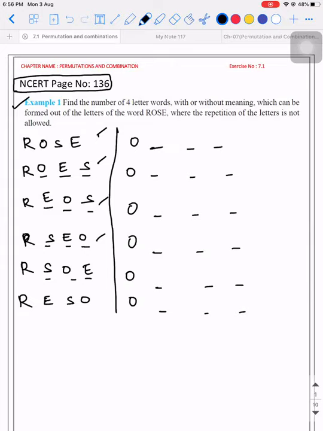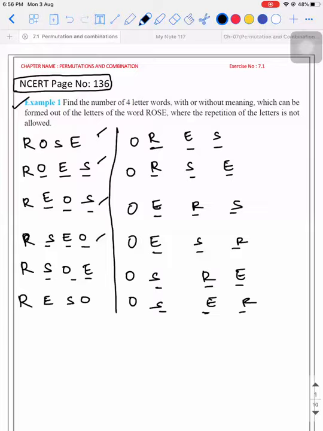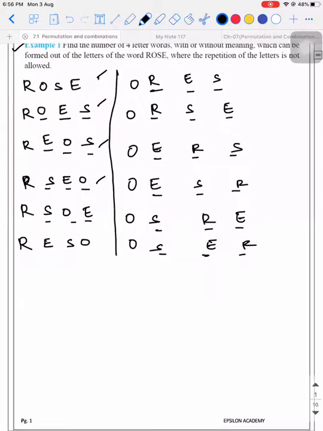Okay. Now what can we do? I can put R. I can write RES, RSE. Now I'll put E here. RSE, SR. I'll put S here. Then RE, ER. Right. Like this, if you keep writing, you can. What other letter can you keep fixed?